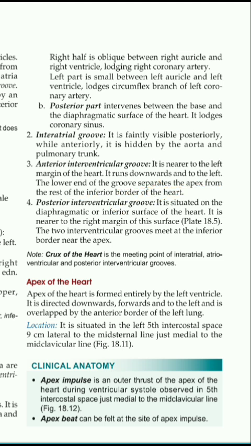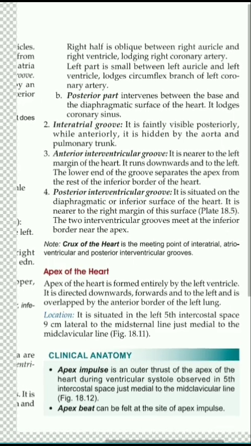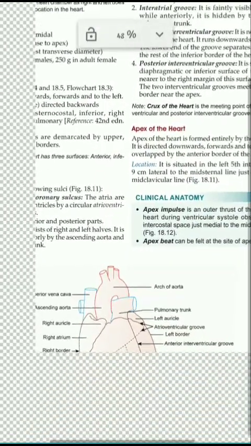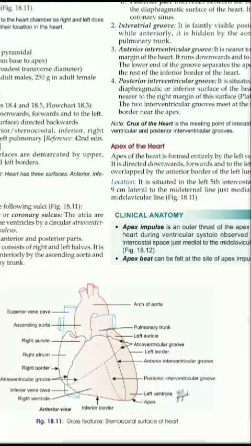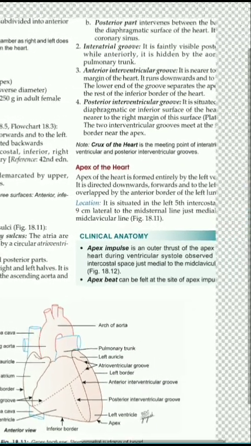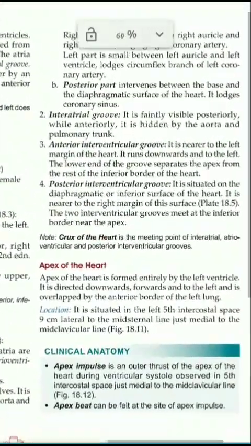Posterior interventricular groove is situated on the diaphragmatic or inferior surface of the heart. Okay, diaphragmatic, what does that mean? That means it's situated basically above the diaphragm, clinging to the diaphragm, that's why it's called the diaphragmatic surface or inferior surface of the heart.